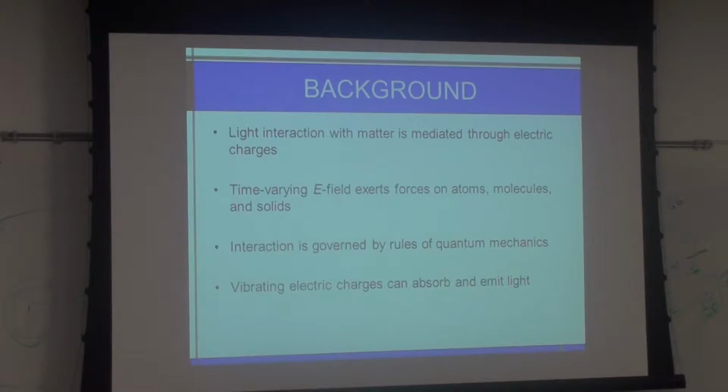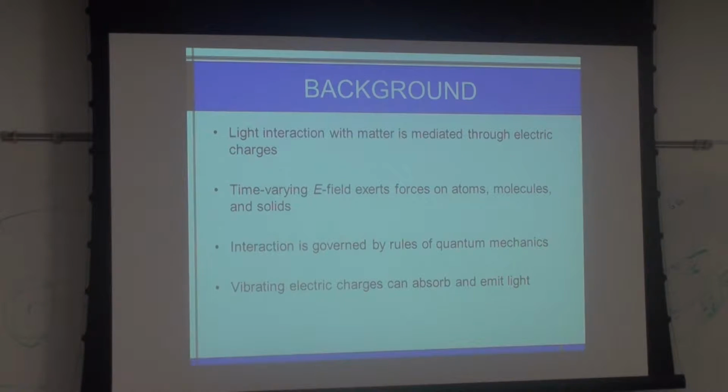For the background, this is all about light-matter interaction. I'm focusing on the nonlinear aspects, and I'll tell you what I mean by nonlinear as we go on. Some key points to keep in mind: light interaction with matter is mediated through electric charges, electrons zipping around. You have an oscillating electric field, and one often invokes something like a Lorentz model to describe some of the phenomena that they observe.